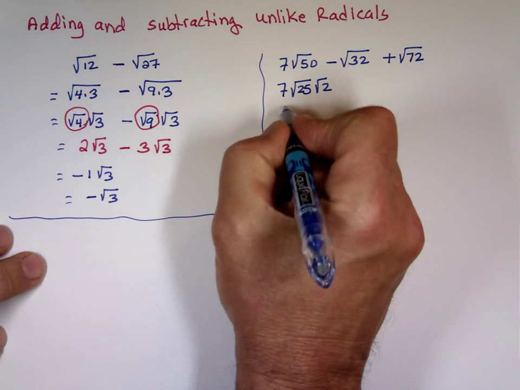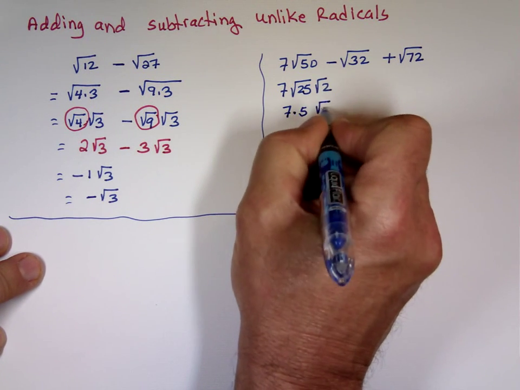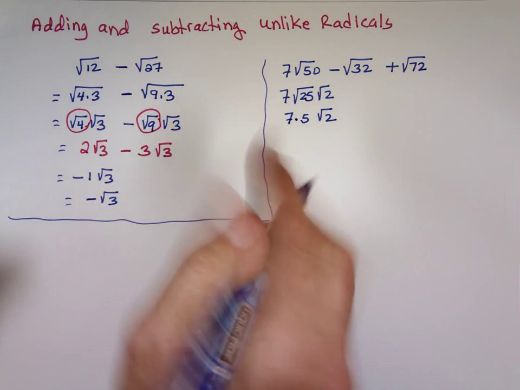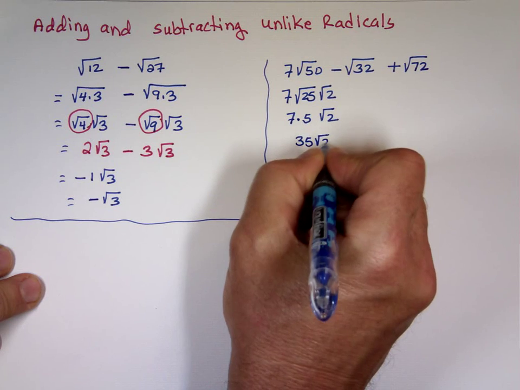The square root of 25 is what? 5. And there's the square root of 2. What is 7 times 5? 35, the square root of 2. That's the first one.